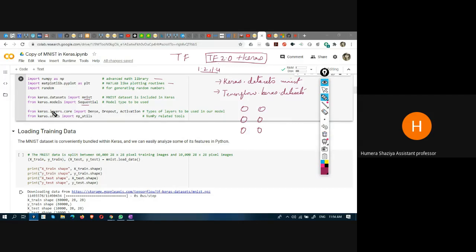And then, what are the layers? This neural network will have layers. There is one layer called the dense layer. Dense layer means all the nodes are connected. You have a layer called dropout. Dropout is a mechanism in which you are eliminating some of the nodes. Suppose out of three, if you want to delete this one, you can use dropout.